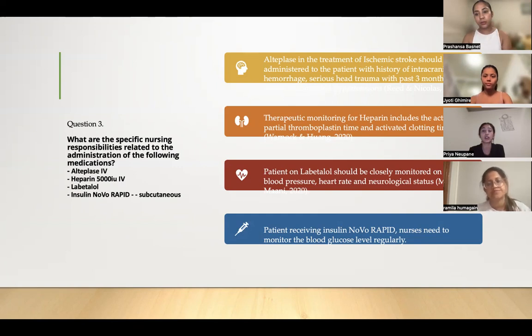officer. As a nurse, it is crucial to be aware of patient drug allergies and identify the potential interaction of the drug with other medication. It is important for nurses to administer the drug following the 5 rights. Now, I would like to hand over this presentation to our Ramila.